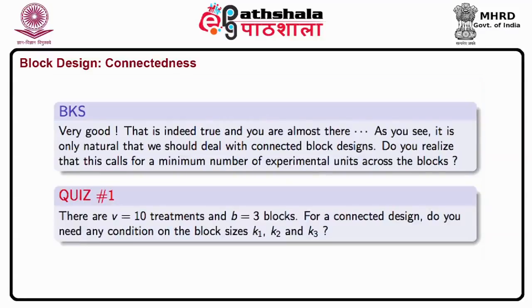As you see, it is only natural that we should deal with connected block designs, because a connected block design should give us a chance of estimating all treatment differences, and that is a prerequisite for testing the null hypothesis of equality of all treatment effects. So therefore, we should deal with a connected block design. Do you realize that this calls for a minimum number of experimental units across the blocks?